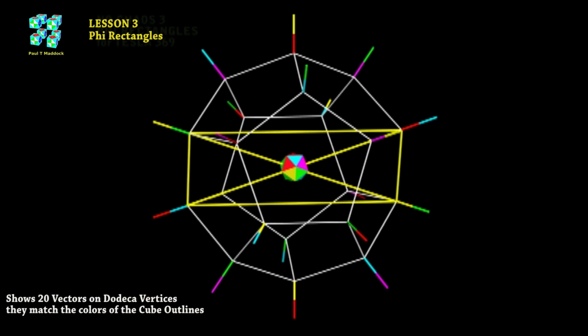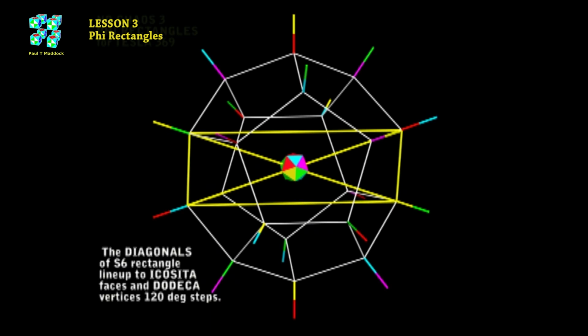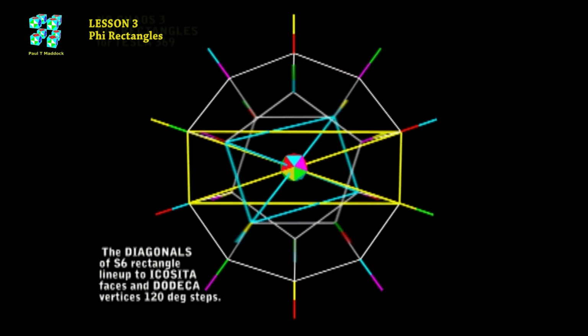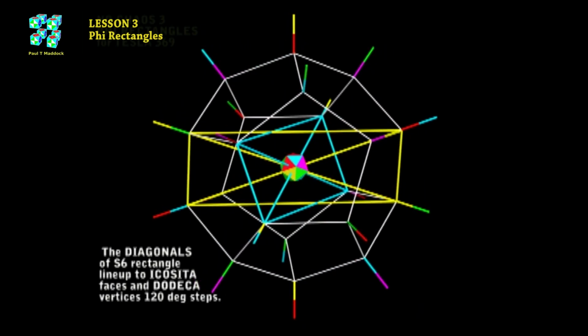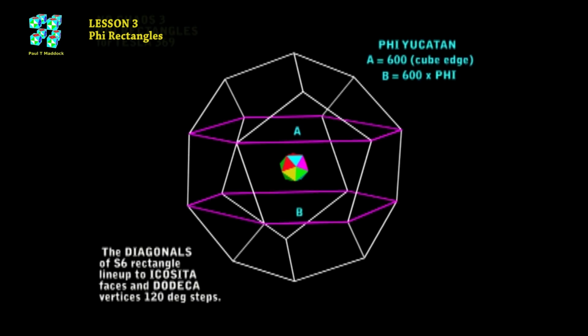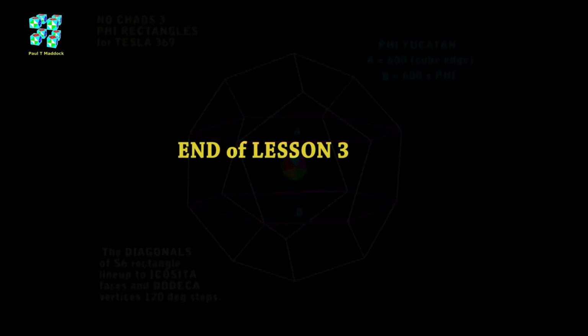Now if you look at the diagonals of the rectangle, the colors of the vectors match the faces of the icosahedra in the center. Now I'm going to show a cyan phi rectangle, and you can see how it's orientated to the other one. Now I'm going to show in purple what I call the Yucatans. The Yucatans are made up of a longer edge and a shorter edge, 120 degrees about, and they are exactly golden ratio. So this brings us to the end of lesson 3.